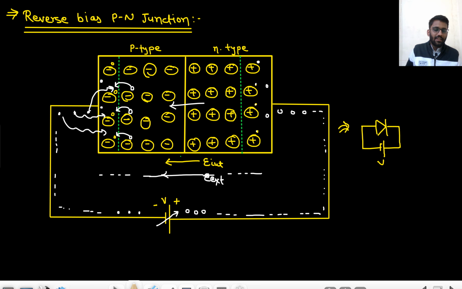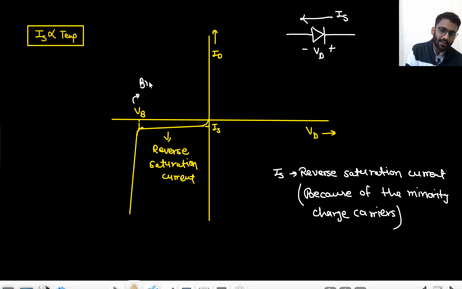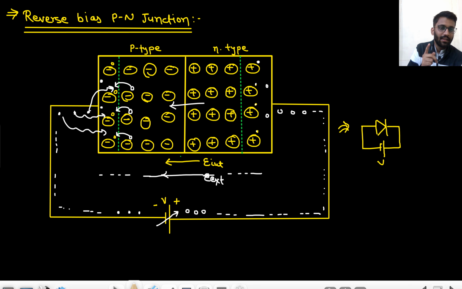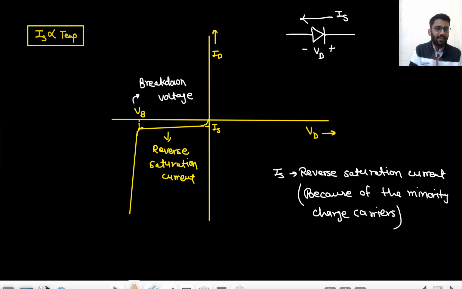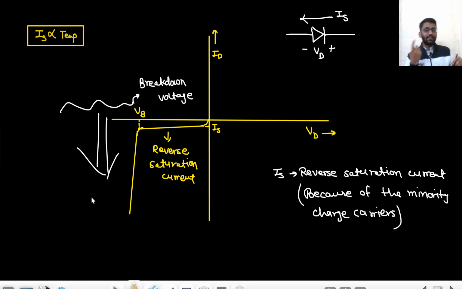Now what happens if we keep on increasing the negative potential? At some potential that we call the breakdown voltage, there will be a very huge current in the diode. Because of that the diode may burn out, but there are some devices that are used to work in the breakdown region only, just like the Zener diode. So we will study this region more deeply in the Zener diode.